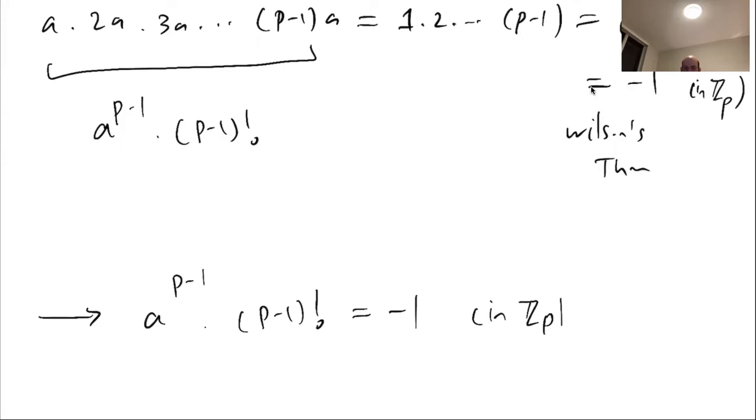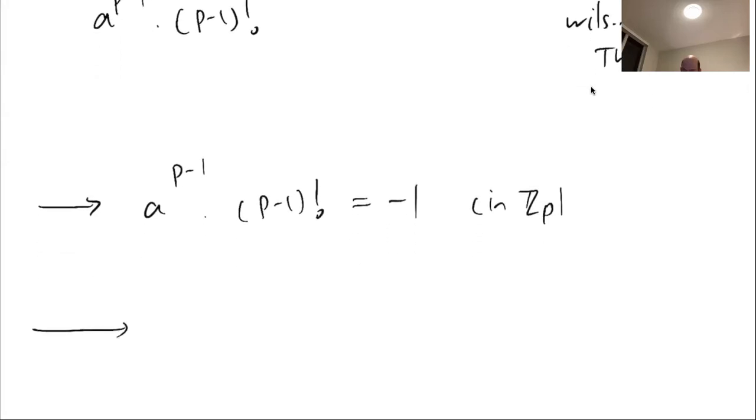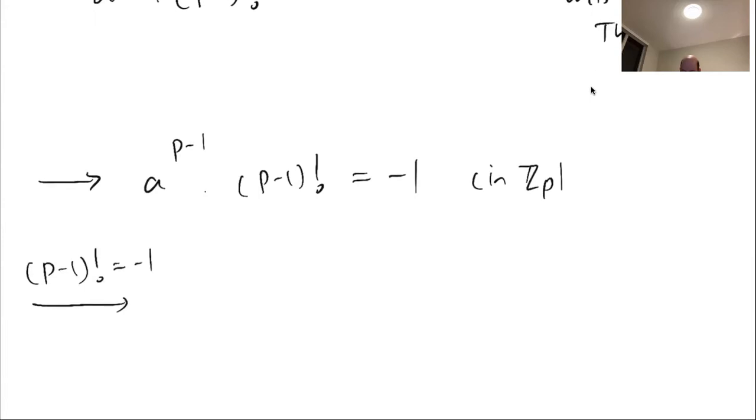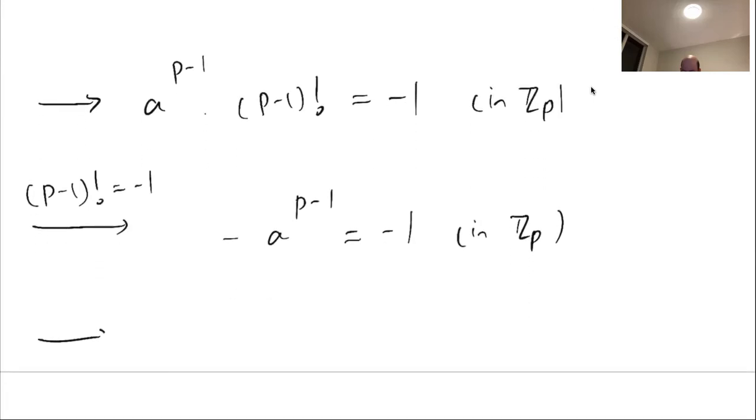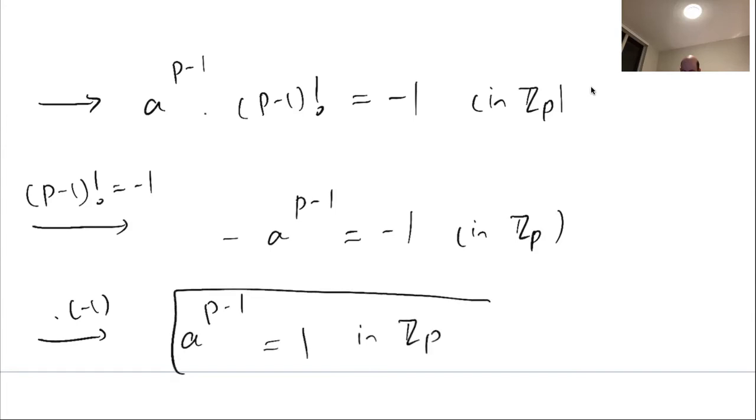The right side was -1, right? And again, p minus 1 factorial is -1. So I can say minus a to power p minus 1 equals -1 in ZP. And I can multiply both sides with -1. I'll get a to power p minus 1 equals 1 in ZP, which is what I needed.